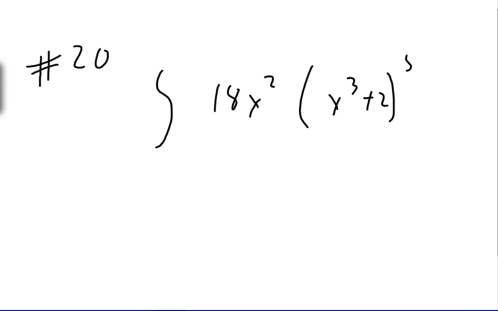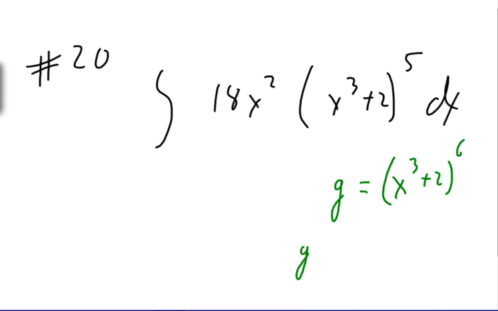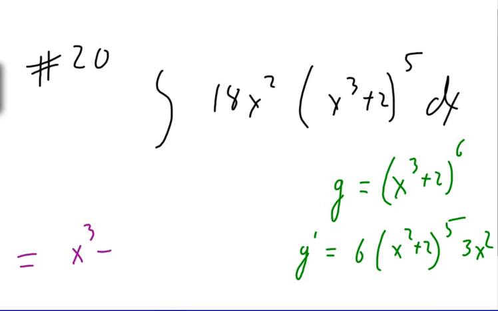Integral 18x squared times (x cubed plus 2) to the 5th dx. Okay, so I'm going to guess that the answer has to be in the form (x cubed plus 2) to the 6th. And if I take the derivative of that, I'm going to get 6 times (x cubed plus 2) to the 5th times 3x squared, which again is exactly what I have here. So my answer will be (x cubed plus 2) to the 6th plus c.